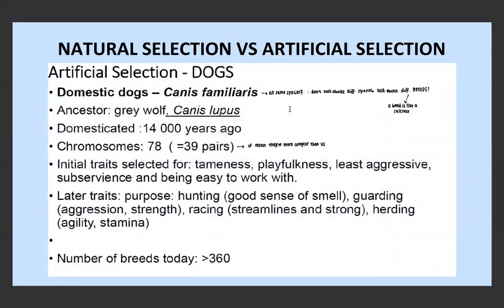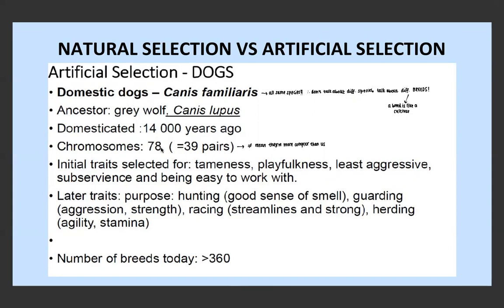We also do artificial selection in dogs, in dog breeding. You can read through this and see that some of the traits selected for would be firstly hunting, guarding, racing, herding, and initially some of the traits selected for would be tameness, playfulness, etc. And the initial ancestor of the dog would be the grey wolf.